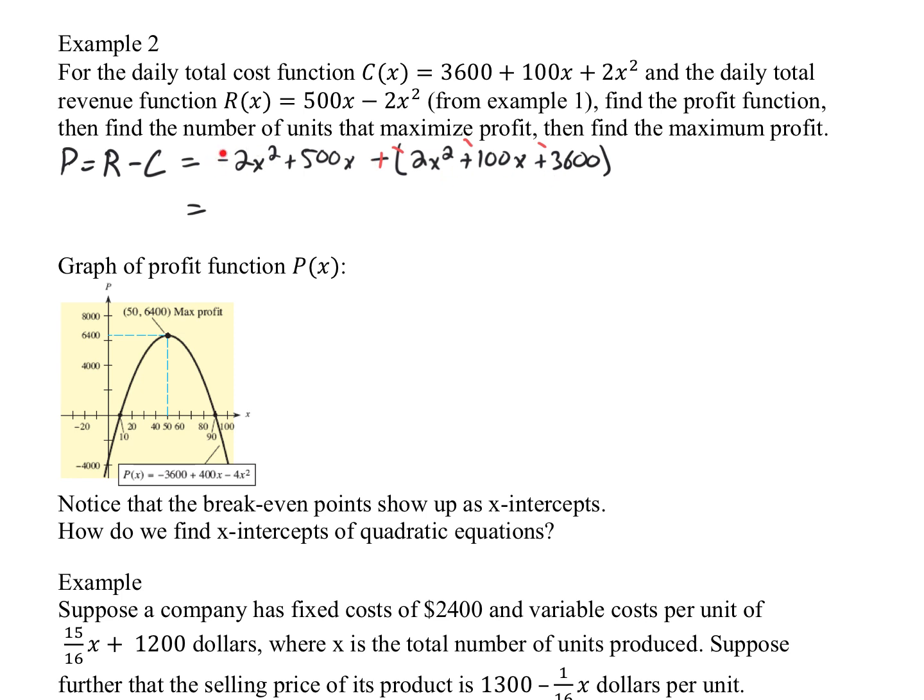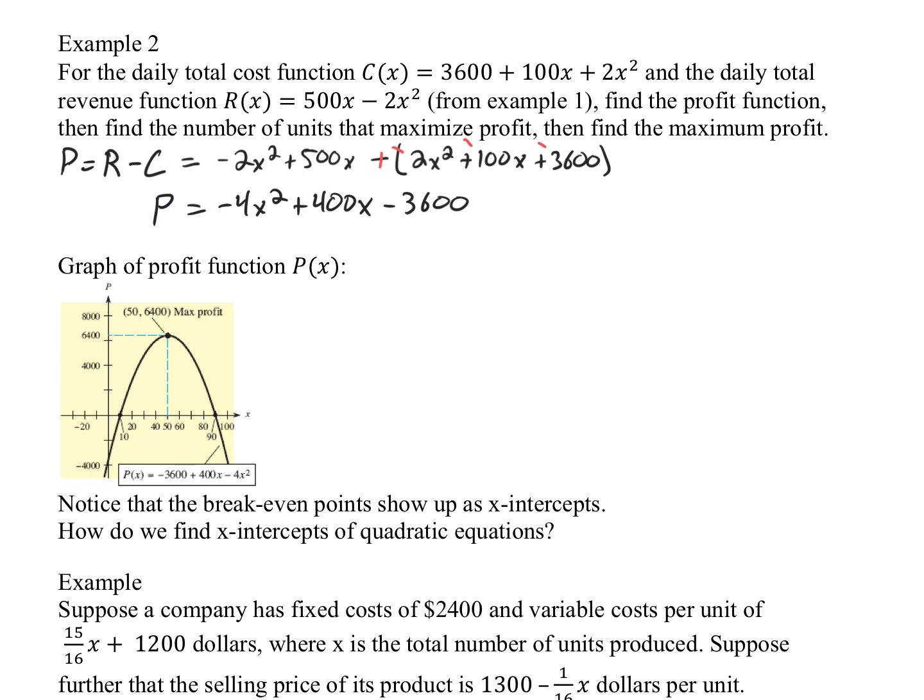So we have negative 2x squared minus 2x squared. That gives us a negative 4x squared. Then you have 500x minus 100, so that'll be plus 400x. And then you have minus 3600 at the end. And this is our profit function.